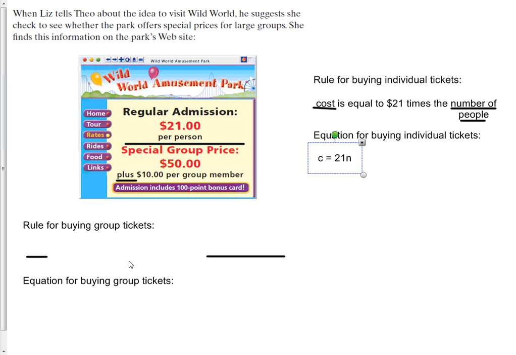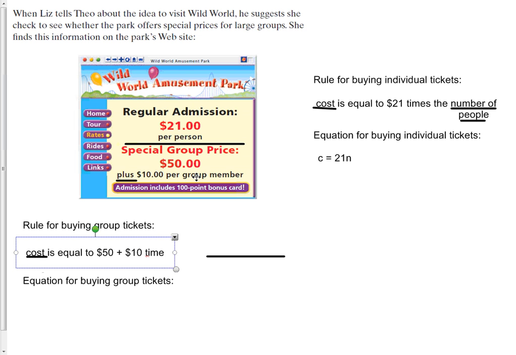Our rule for buying group tickets is going to be cost is equal to, and let's look at this. They're going to charge me $50. Okay, so it's not $50 per person. They're just going to charge me $50, plus, okay, so I'm adding here, plus $10 per group member. $10 times the number of people.